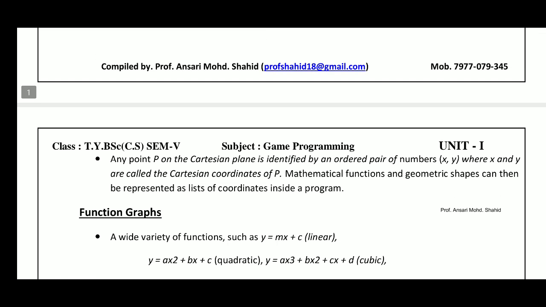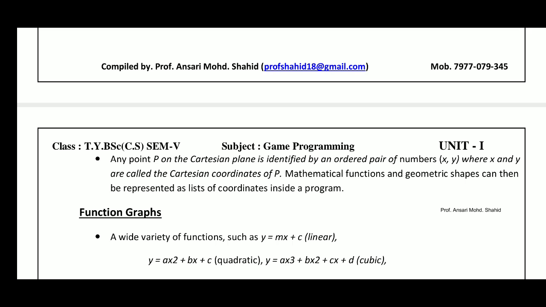Any point P on the Cartesian plane is identified by an ordered pair of numbers x, y. So every Cartesian coordinate will be denoted in brackets as (x, y), where x and y are called Cartesian coordinates. So these points x and y will be determined as the Cartesian coordinates of P, that is the point P where it is intersecting.